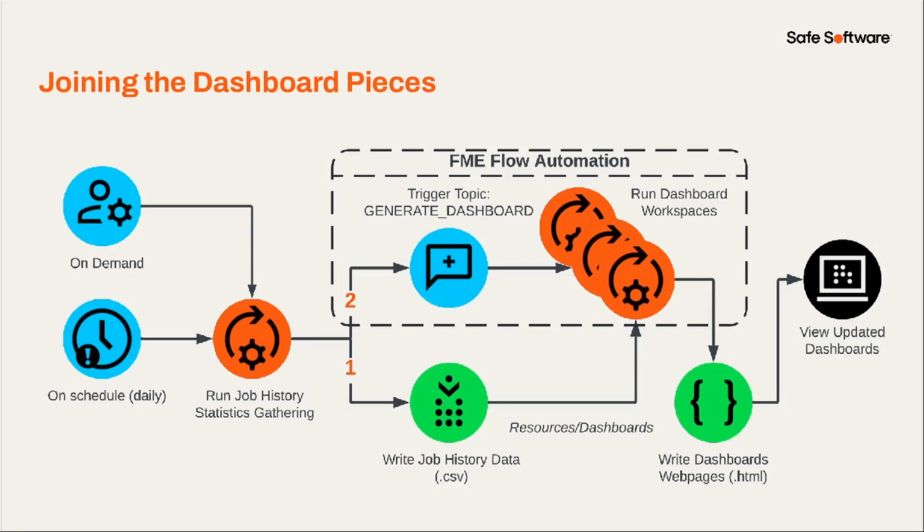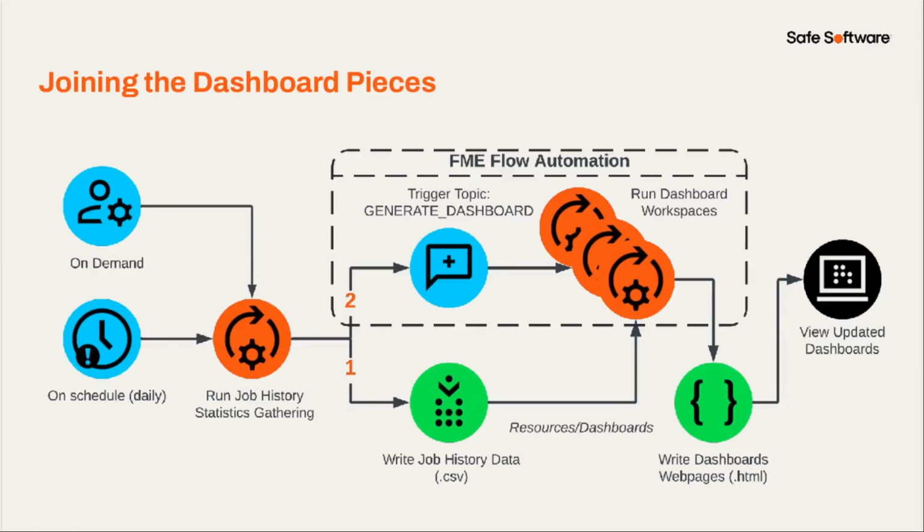So let's go over this diagram here and talk about the different components involved in maintaining up-to-date dashboards. Over on the left here, there's this run job history statistics gathering workspace, and that comes with FME Flow. And you can set up a schedule to run that daily or hourly, whatever your needs are. And that job can also be run on demand. And when that's run, it will write out the job history data to CSV. And it will also trigger a topic, this generate dashboard topic that also comes with FME Flow.